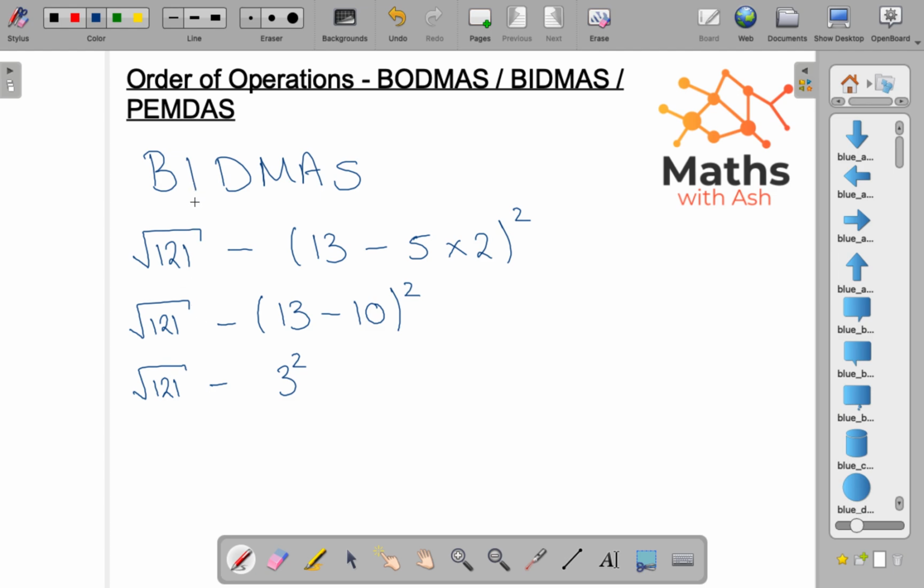Now indices is next. There's a 3 squared, so that's going to be equal to the square root of 121 minus 9. Now square roots can also be classified as indices, so we're going to do that one as well. If I do 121 square rooted, I will get 11. So we should have done I for indices, so we would have done the square root of 121, which is 11, minus 3 squared, which is 9. So these are both indices, so square roots do count as indices.